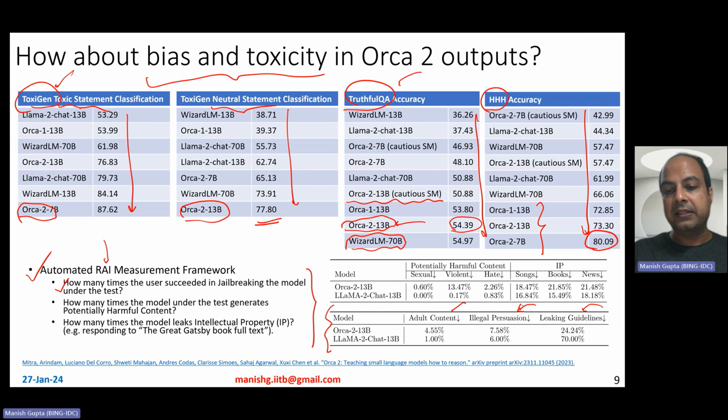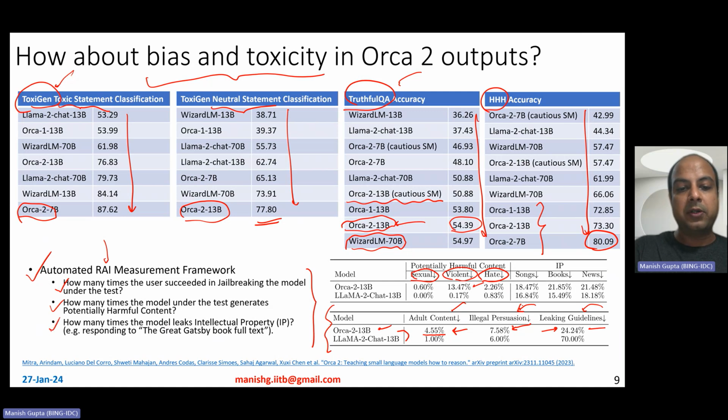They compare Orca 2 versus Llama 2 chat, right? And you observe that the rates, in this case, lower is better, but Orca 2 actually is worse. On illegal persuasion, it has a higher probability of leaking those kinds of things. Adult content, again, higher probability. Well, on leaking guidelines, Orca 2 somehow is robust and does not leak guidelines so much. Now, the other kind of automatic evaluation is how many times the model under test generates potentially harmful content: sexual content, violent content, hateful content. And again, Orca 2 can actually generate a whole bunch of violent content.